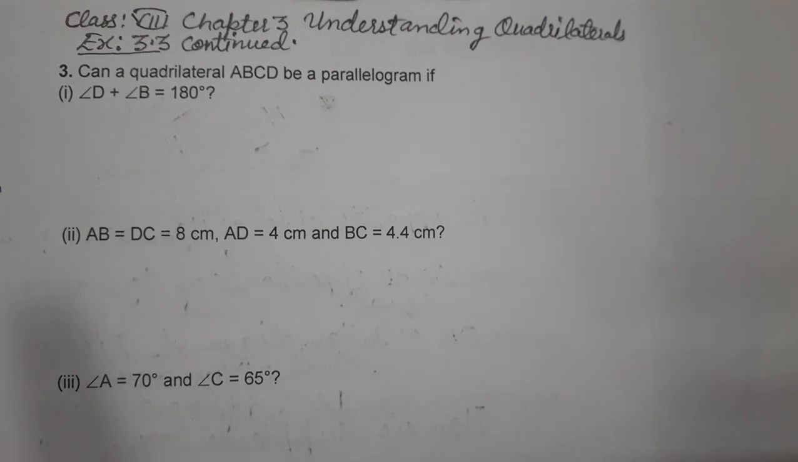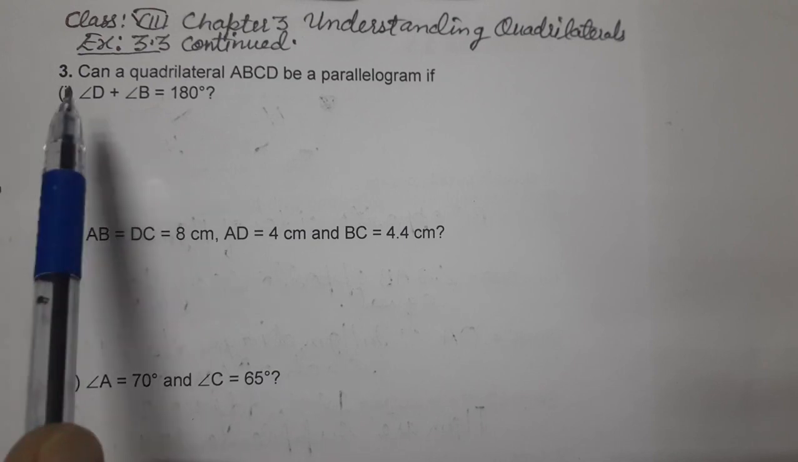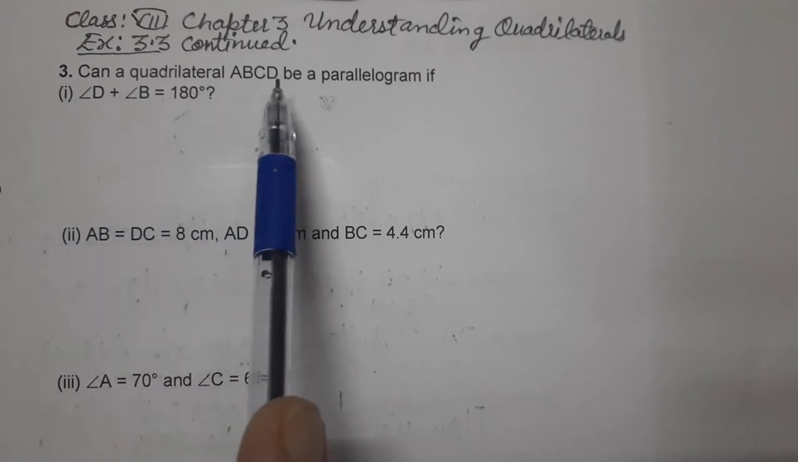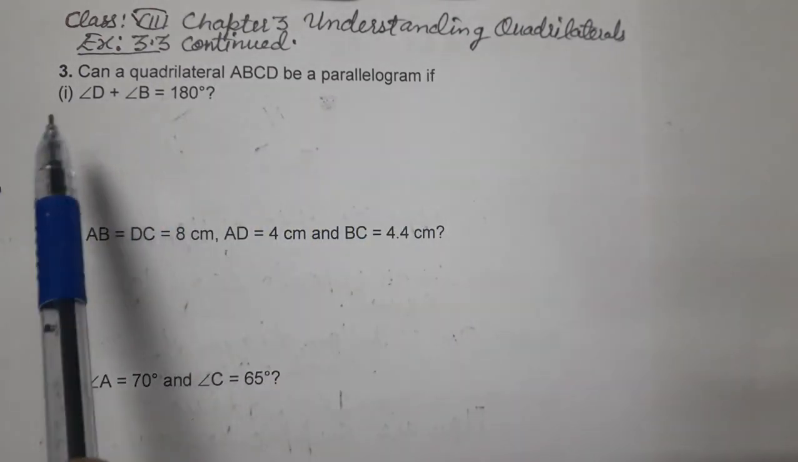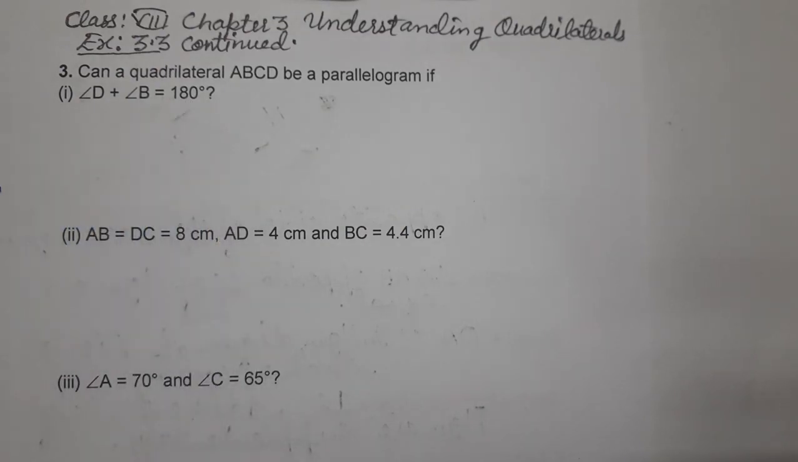So, we were doing what? Exercise 3.3, and we have completed up to question number 2. So, now let's do question number 3. Start from 3. Now, what is the question? Can a quadrilateral ABCD be a parallelogram if angle D plus angle B equals 180 degrees?